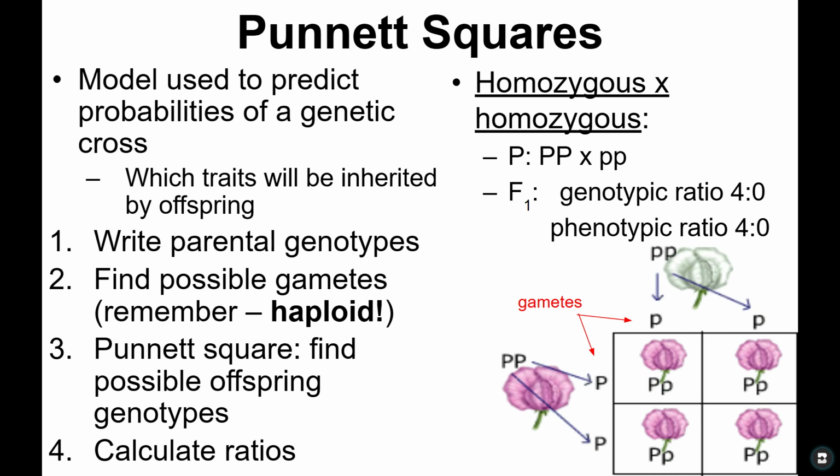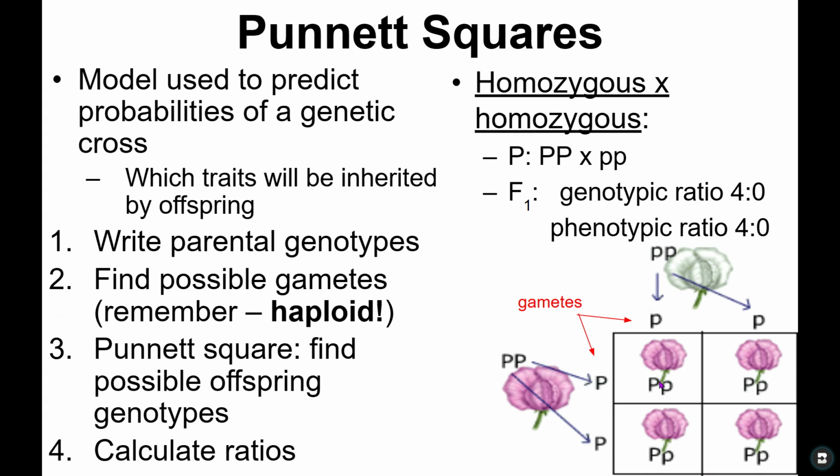In this case, our purple flower, with the two big P's, this flower in the bottom right here, when this diploid genotype splits into haploid genotypes, there's only one kind of gamete that this flower can make. They will all be big P's. The white flower, little p, can only make one kind of gamete as well. These would be lowercase p's. So we separate these into potential gametes that they can make.